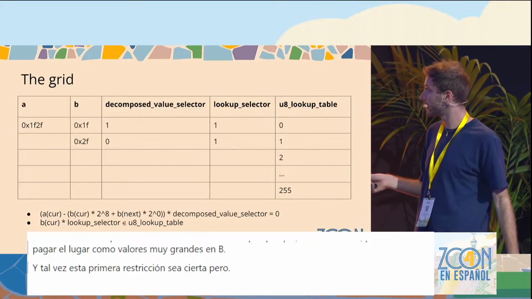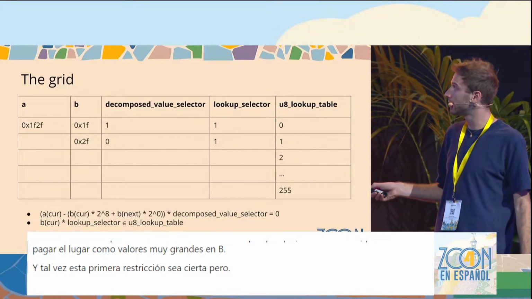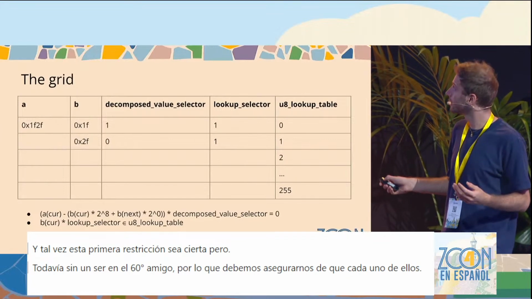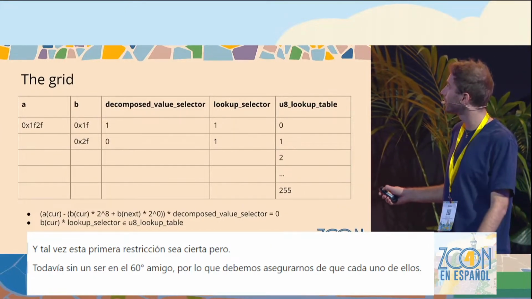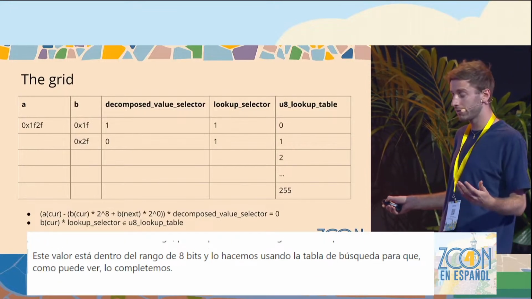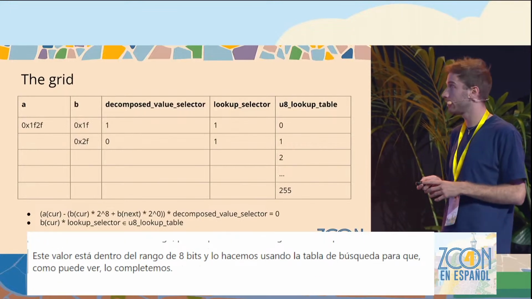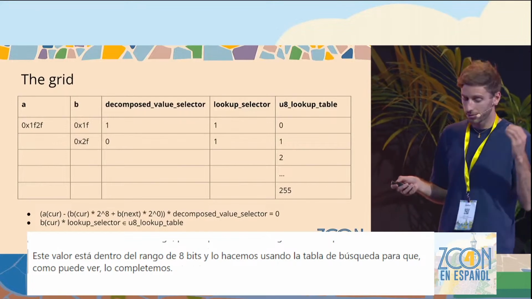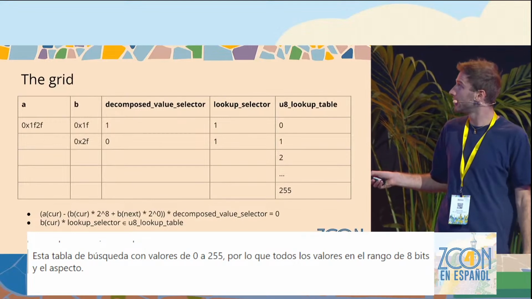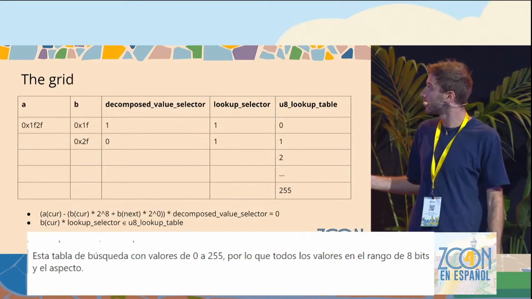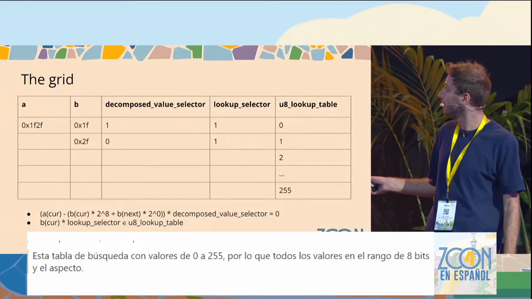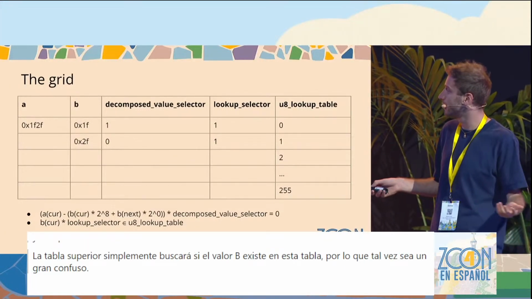So we need to make sure that each of these values is inside of the 8-bit range, and we do that using the lookup table. As you can see, we fill this lookup table with values from 0 to 255, so all the values in the range of 8 bits. And the lookup table will simply be looking if the value B exists in this table. Maybe it's a bit confusing that here I use hexadecimal and here decimal, but you get what it means.